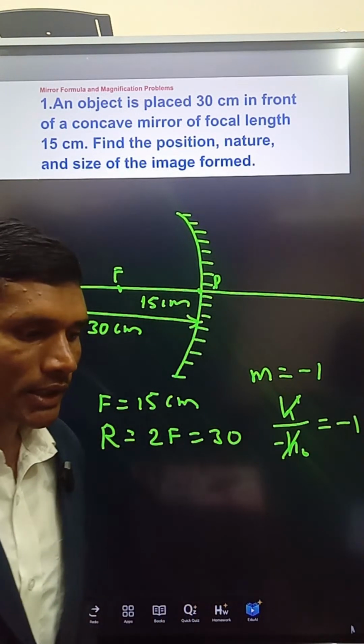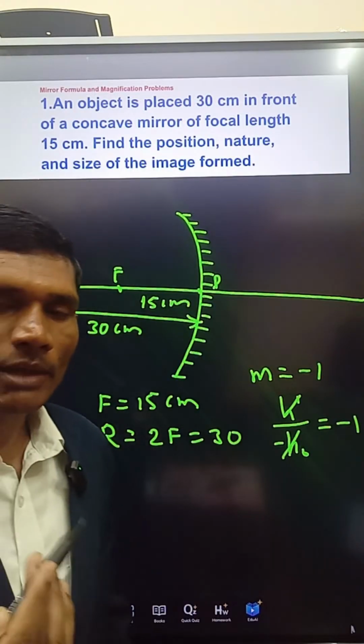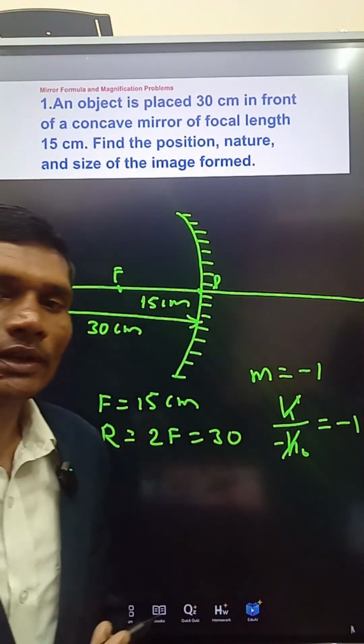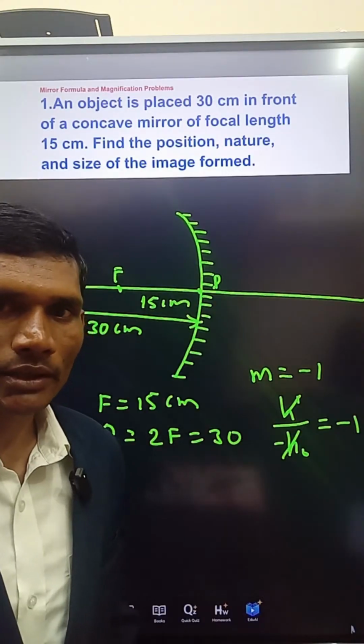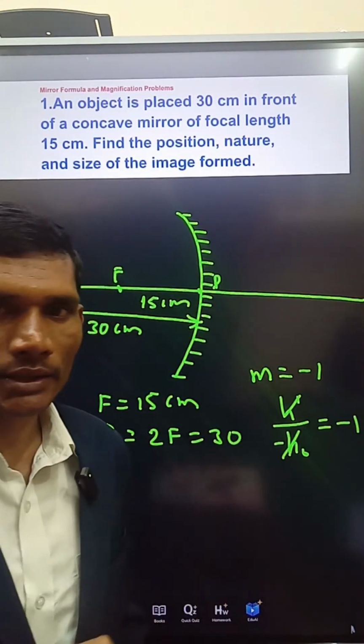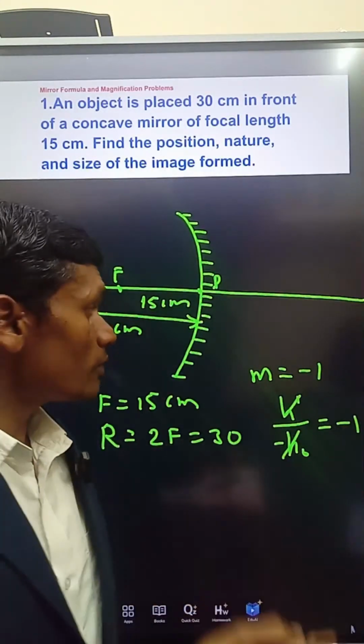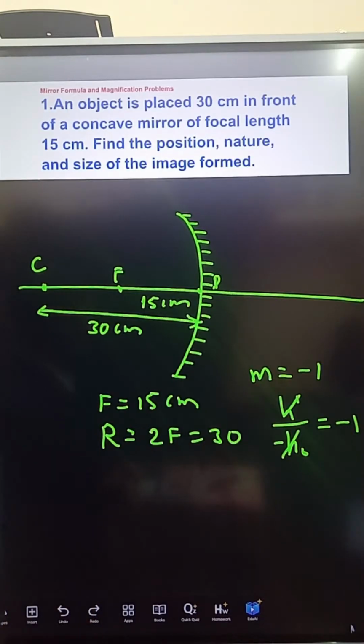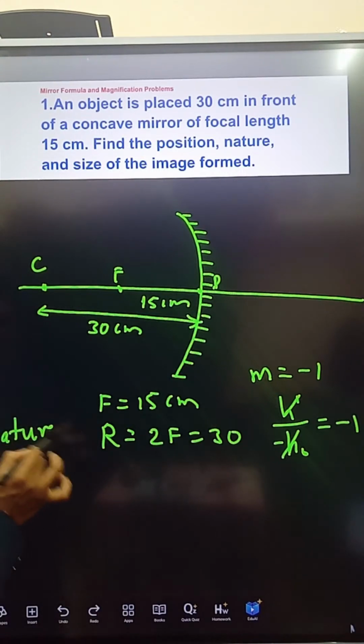And what about the nature? As you already studied in image formation by concave mirrors, when the object is kept at C, the image formed will also be at C, right? Except for one point between P and F, anywhere you keep the object, it always gives a real and inverted image. This you can write about the nature. So nature is real and inverted.